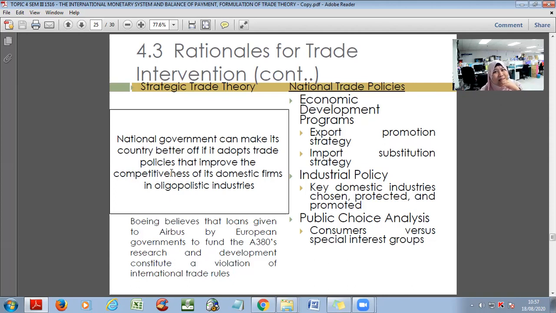Wong Solo, something like that. They also do franchising business, so it's very good. It's also part of the promotion strategy for your Indonesian cuisine. Okay, and then industrial policy.